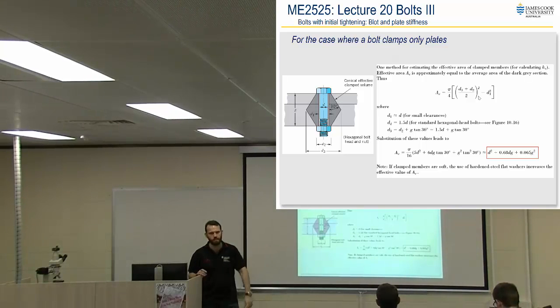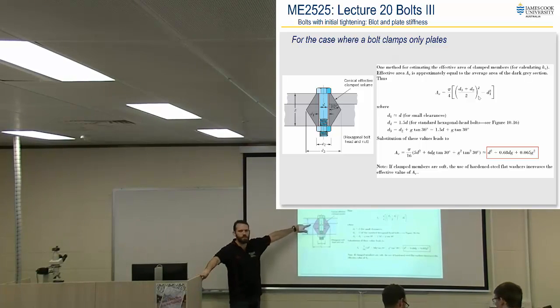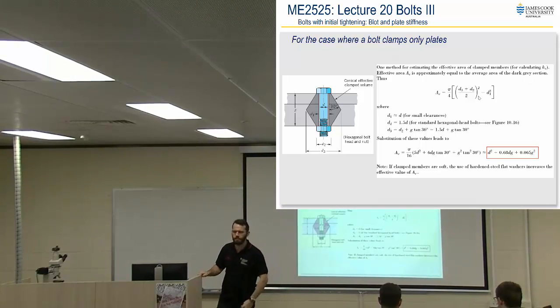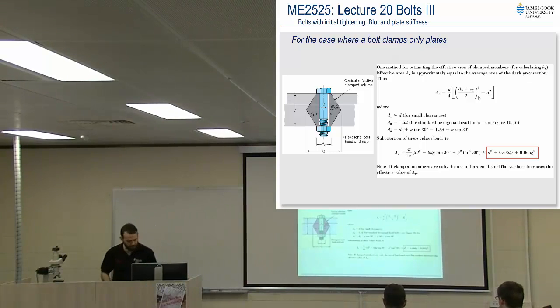You guys can look into that. Try a couple of different things. Put some rubber there, put some copper there, and see what the individual stiffnesses are and what the combined stiffnesses are, and start to get a bit of a feeling. It'll help your engineering judgment to have a feeling for what different materials will do as a gasket. All right, any questions on that? No? Cool. Let's do a proper example.